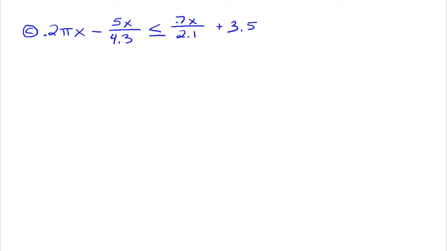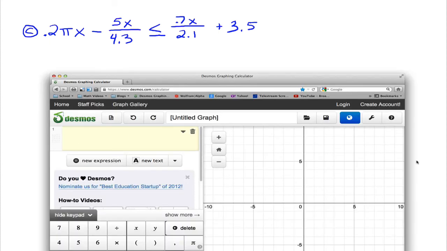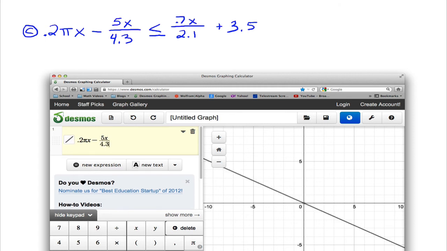Let's solve this inequality. Let's pull up Desmos, and we'll do it first. So 0.2, and then for pi, you just type pi, and it automatically converts to the pi symbol. 2 pi x minus 5x divided by 4.3. For the less than or equal to symbol, type the less than symbol and then the equal sign, and it automatically gives you the less than or equal to symbol.